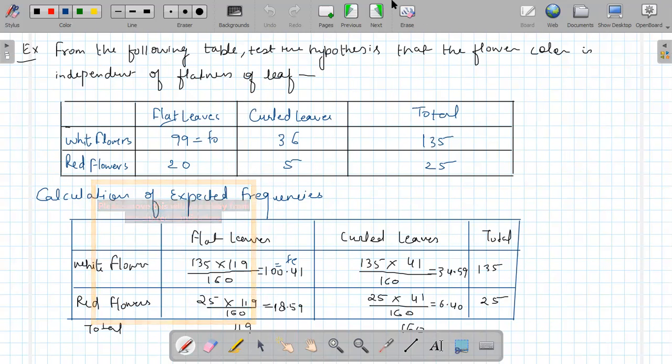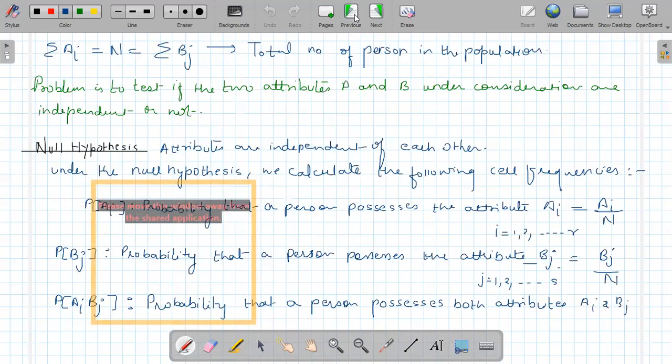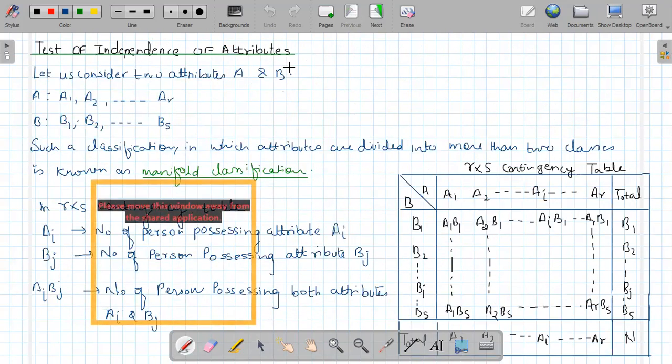So this is called the test of hypothesis about independence of attributes.